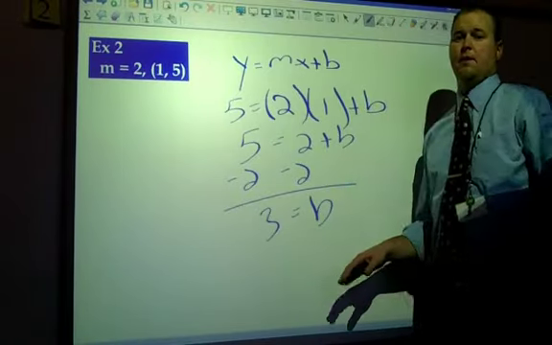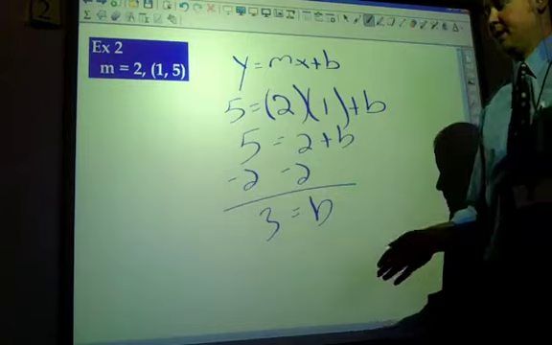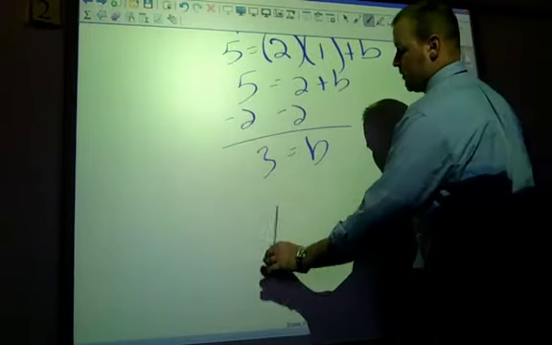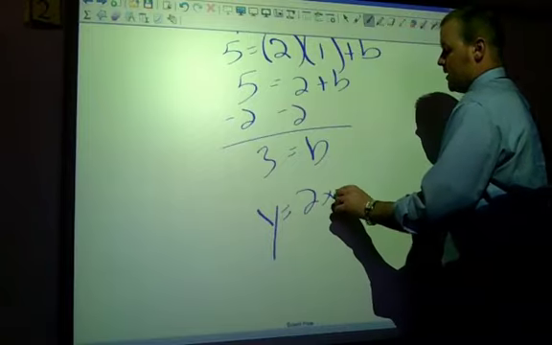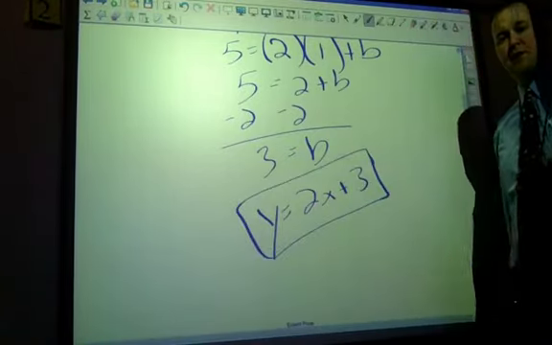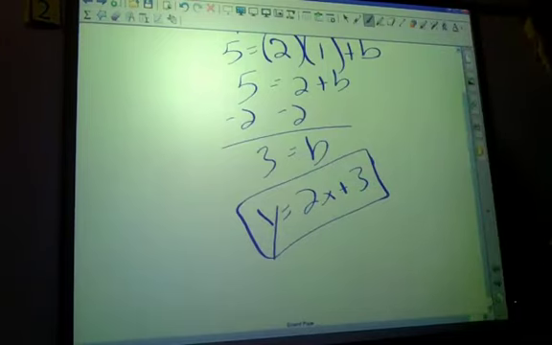And using our solving skills, we'll subtract 2. b equals 3. Do I have the equation of a line though? The answer is no. I don't have an equation of a line until I say y equals 2x plus 3. Only once I have the equation of a line have I answered the question.